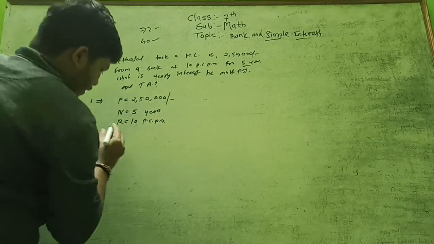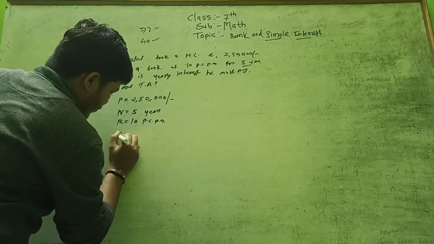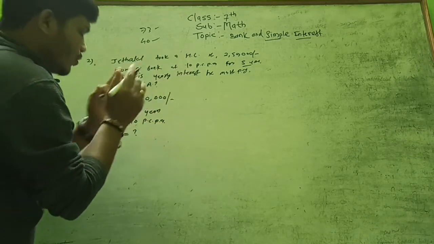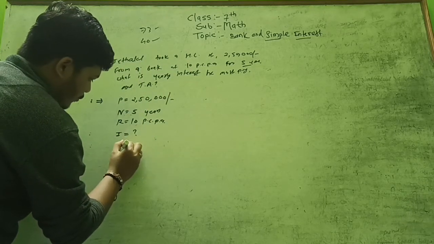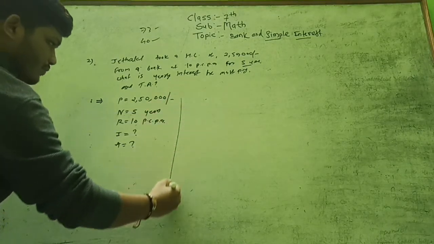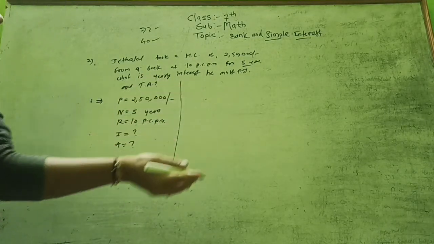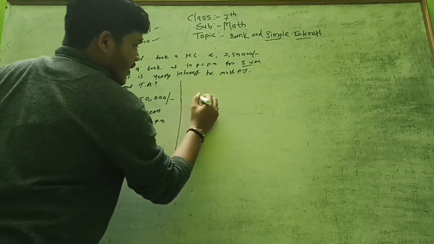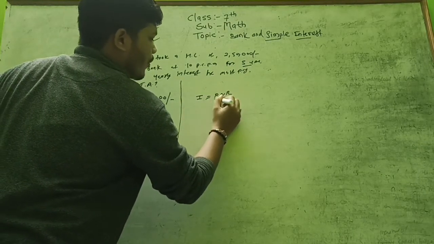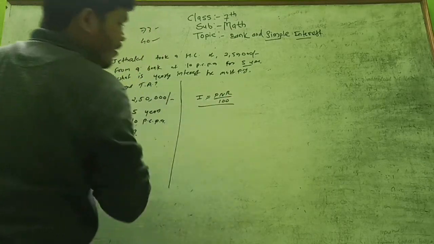We have to find out the interest per year, and we have to find out the total amount after the 5 years. So what is our standard formula to find out the simple interest? Interest is nothing but PNR upon 100. Okay, this is our formula.